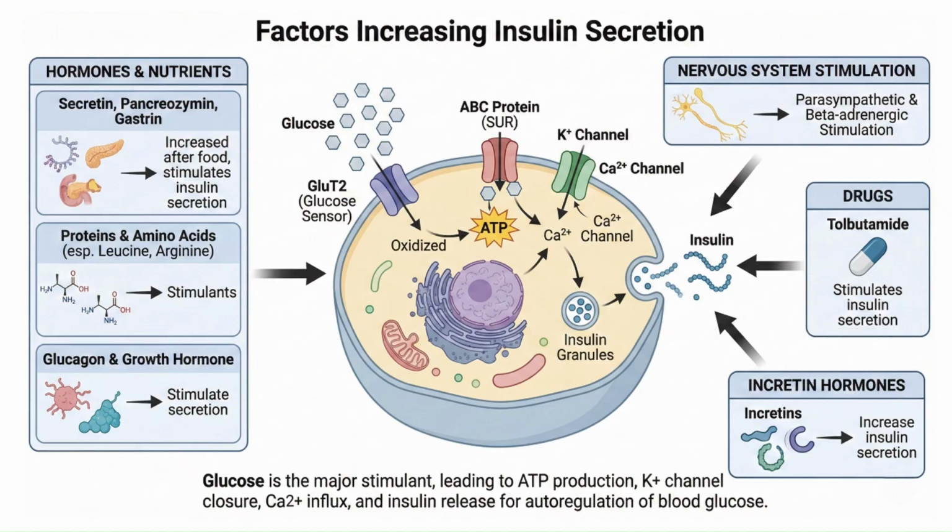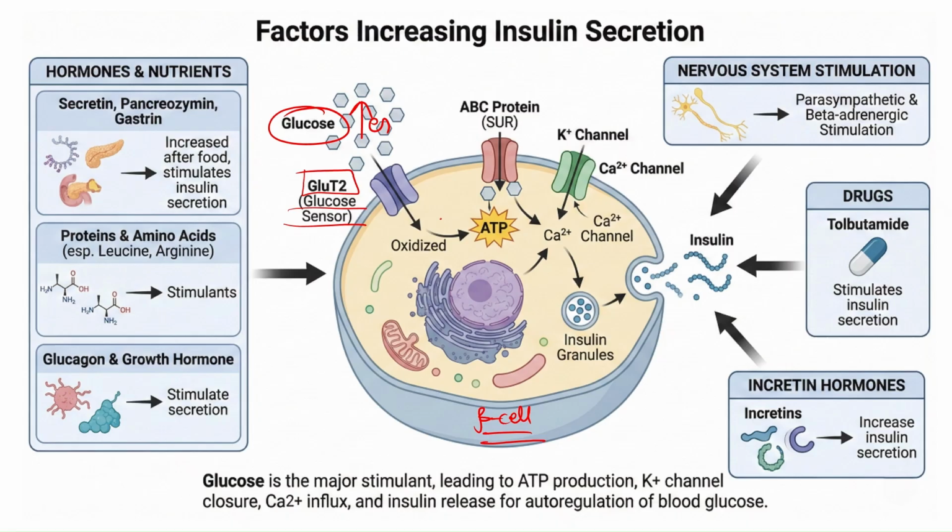So the first factor is that as the blood glucose level increases, the insulin secretion also correspondingly increases. That is the general thing. So how does that happen? Suppose this is the beta cell of the pancreas. The beta cells have GLUT2 receptors. What do they function as? These GLUT2 receptors present on the beta cells act as glucose sensors. So they will sense the levels of glucose in the blood.